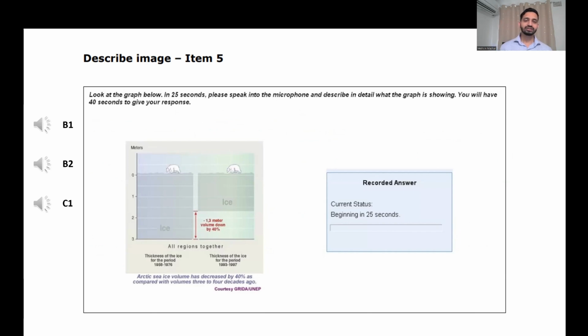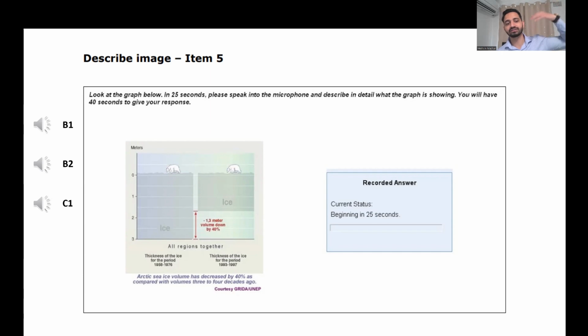All right, I hope you had a chance to look at this item. This is our second last item. And you can see it doesn't tell you the title on the top. The title can be seen at the bottom. So you're going to have to read a little bit of description. The title has been presented to you in a little bit of description here. Arctic sea ice volume has decreased. It's actually a statement. Has decreased by 40% as compared with volumes 3 or 4 decades ago. Okay, so that's our topic.